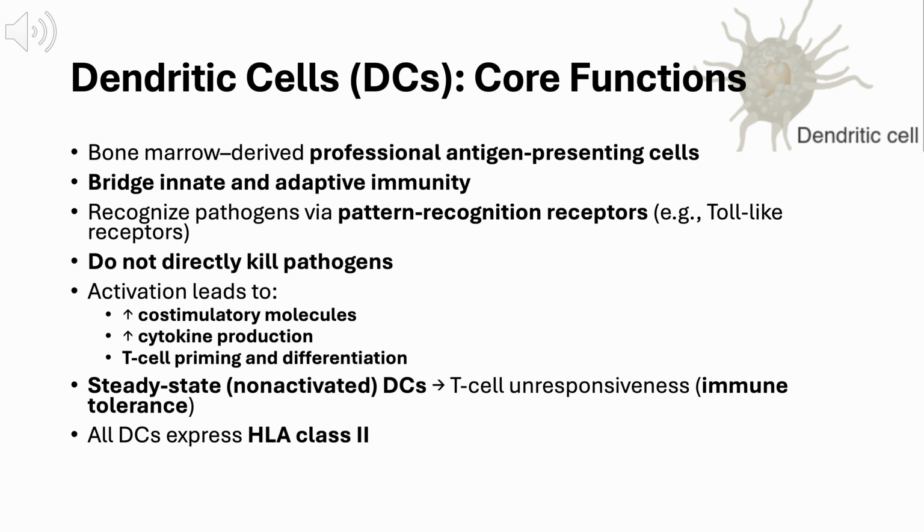Once activated, dendritic cells increase the expression of co-stimulatory molecules, produce cytokines, and present antigen to T cells, directing T cell priming and differentiation. In the non-activated steady state, however, they can promote T cell unresponsiveness and help maintain immune tolerance. All dendritic cells express HLA class II molecules, which are essential for presenting antigen to CD4 T cells.